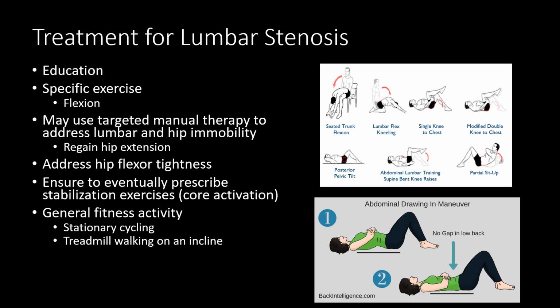And so finally, we're going to address this from multiple different perspectives, but we certainly want to get some specific exercise moving with these folks in flexion, targeted manual therapy to address the lumbar spine and the hip, specifically improving extension range of motion through both. We want to make sure that we start them on a core stabilization program, implementing extension type activities as they can tolerate, and then general fitness as well.